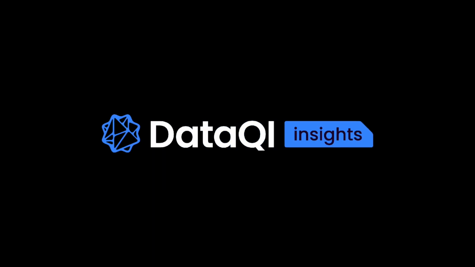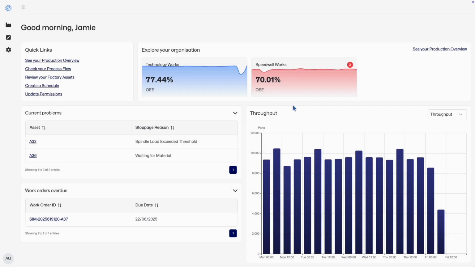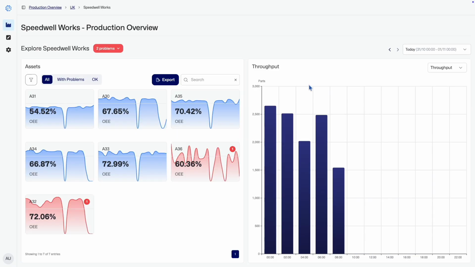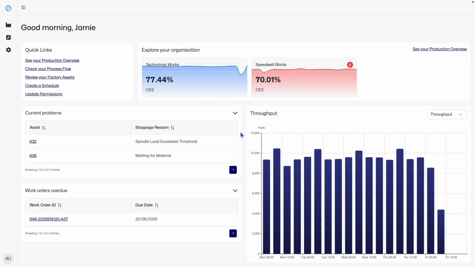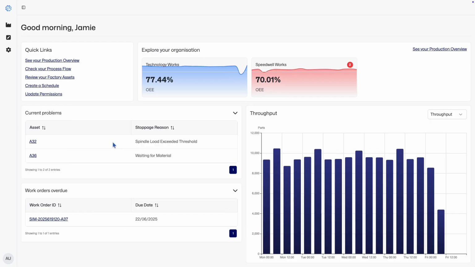Imagine you're starting your shift as a production manager with DataQI. Right away, insights give you a real-time overview of every line and every machine. No walkarounds, no waiting for operators to escalate issues. This morning, you notice a drop in availability on machine A32. This machine has been causing recurring disruptions due to spindle load alarms. And DataQI highlights that the issue has returned overnight.